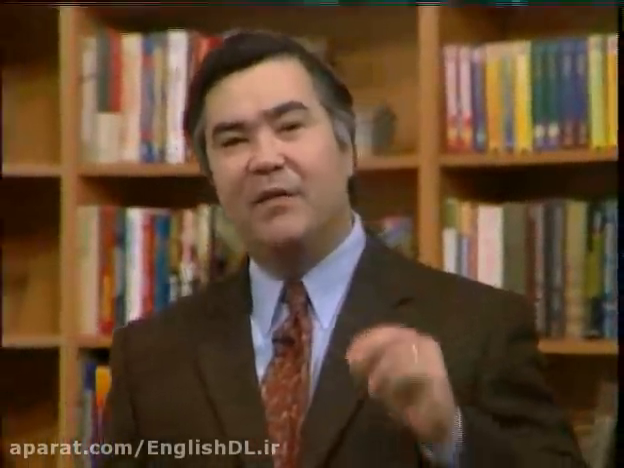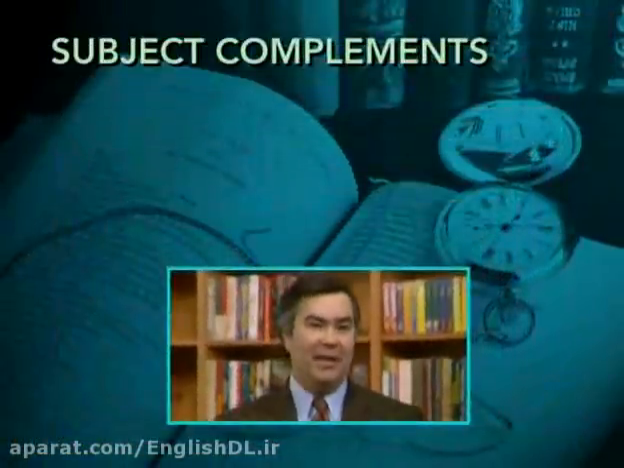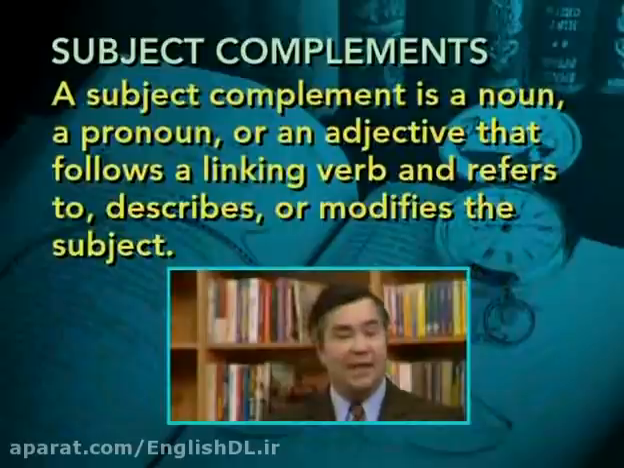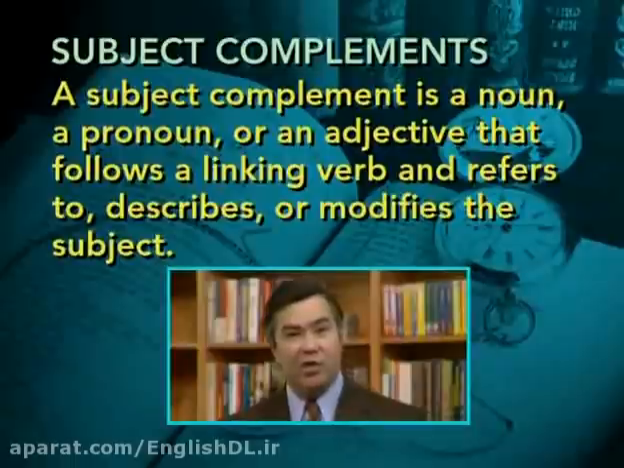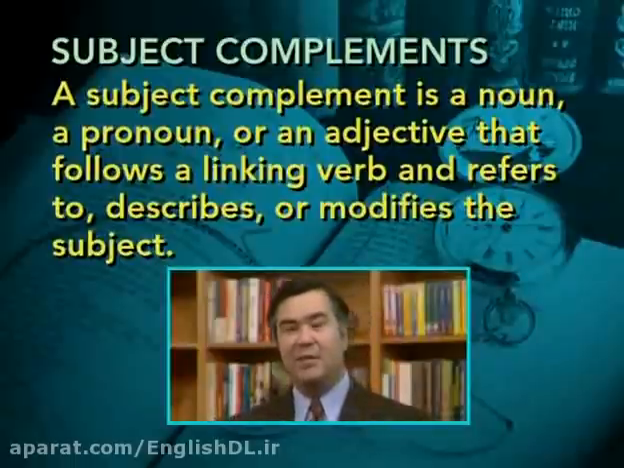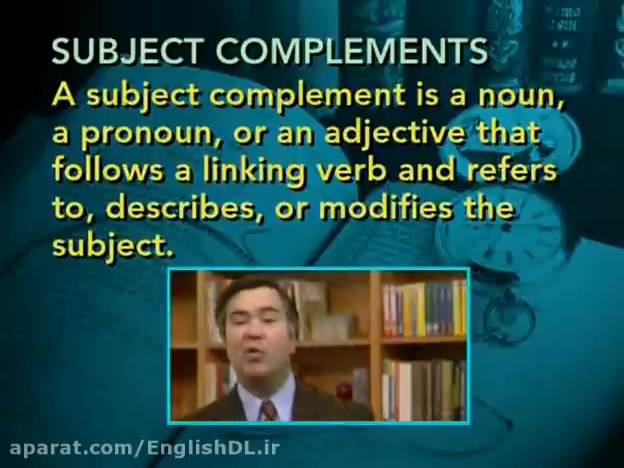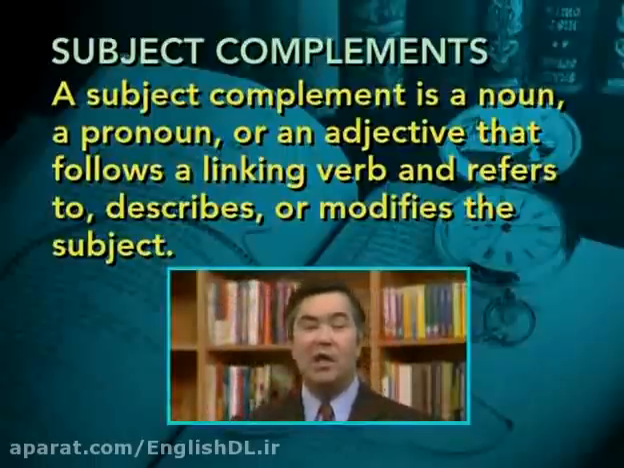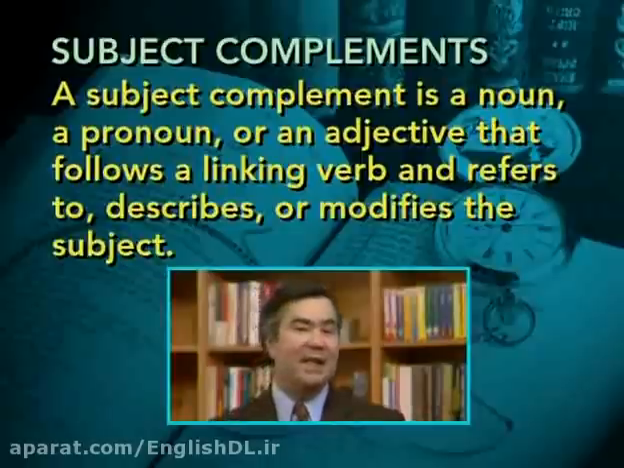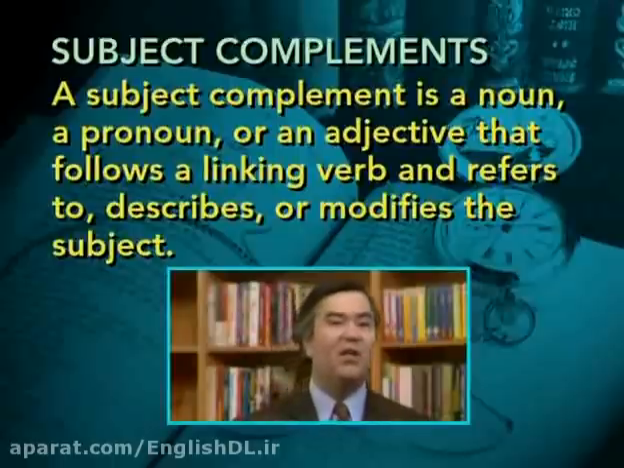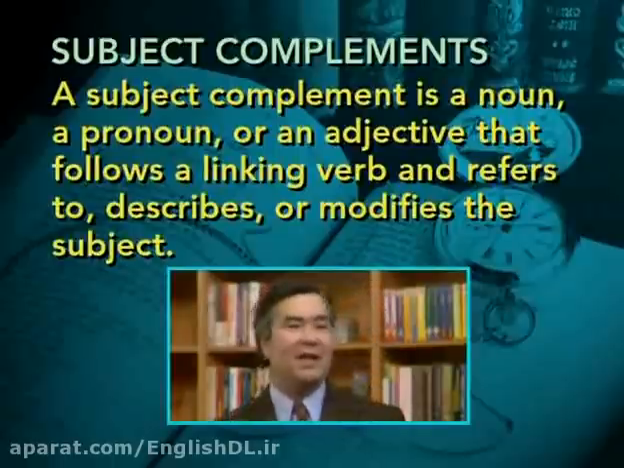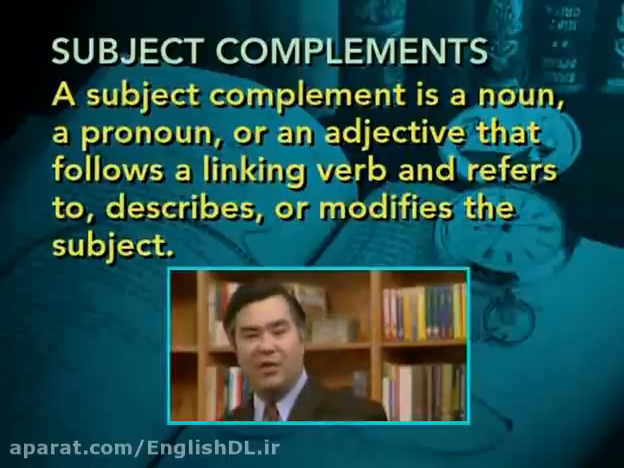Now, what about the third type of verb, that is the linking verb? Well, linking verbs are used with a different type of sentence complement known as subject complements. A subject complement is a noun, a pronoun, or an adjective that follows a linking verb and refers to, describes, or modifies the subject. Remember earlier in this program when we talked about how linking verbs work, we pointed out that linking verbs always connect the subject to something that follows the linking verb and which is being equated to the subject. We're being told that the subject is what follows the linking verb.